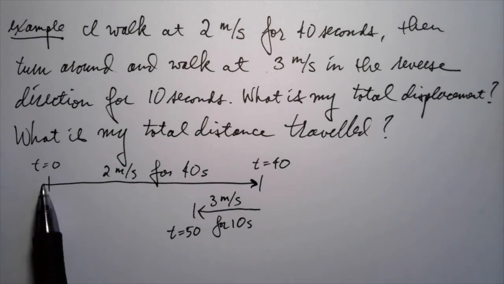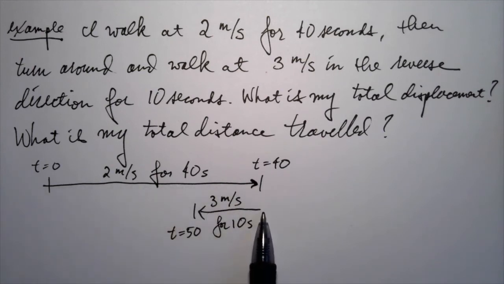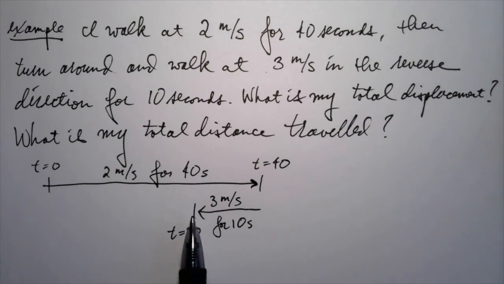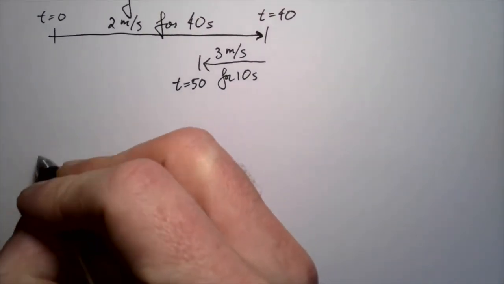So this schematic kind of shows what's going on. From 0 to 40 seconds, I'm going 2 meters per second to the right. I turn around and I walk at 3 meters per second for another 10 seconds, ending at t equals 50. So here's what we're going to do. We're going to graph the situation, but we're not going to graph the position function. We're going to graph the velocity function. Check it out.